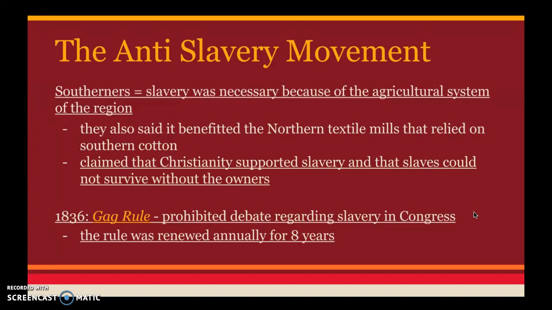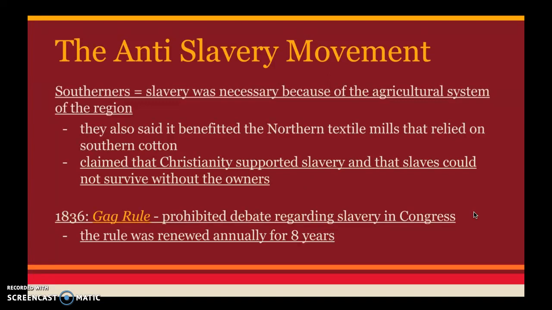If you're wondering what the federal government was doing in order to address this conflict over slavery, they were doing absolutely nothing. In 1836, Congress passed the gag rule, which prohibited debate regarding slavery. So literally, slavery could not be a topic of debate in Congress. And they renewed this rule every single year for 8 years.